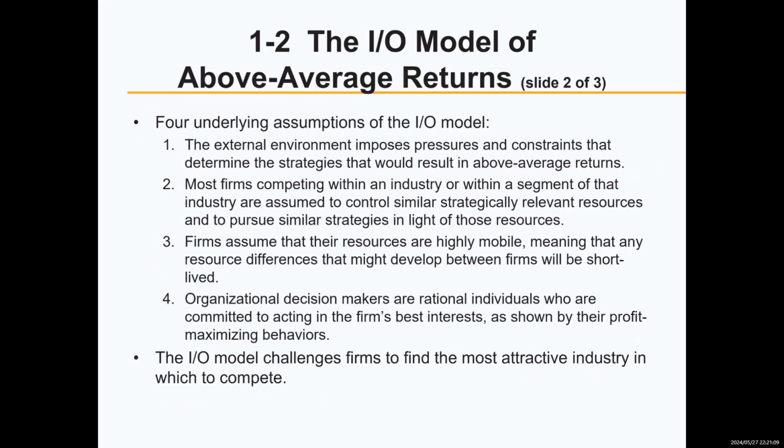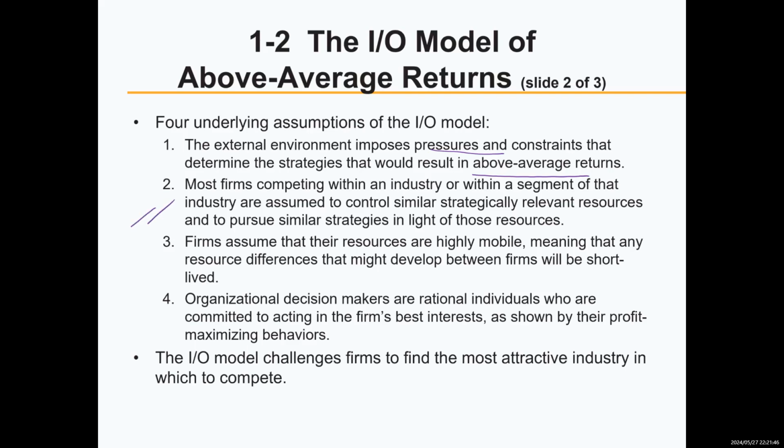So let's talk about the assumptions of the IO model. There are four assumptions. Number one, the external environment imposes pressures and constraints that determine the strategies that would result in above average return. In other words, the external environment pressures the firm to adopt strategies to meet that pressure while simultaneously constraining or limiting the scope of strategies that might be appropriate and eventually successful.